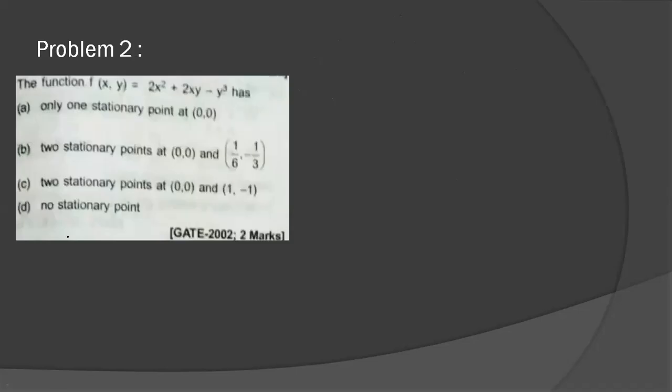Second problem: the function f(x,y) equal to 2x square plus 2xy minus y cube has only two stationary points. We have to get the stationary points. Stationary points are points where we attain maxima or minima, and saddle points are points where we do not attain maxima or minima. So let's check. Fx, with respect to x, if we differentiate it, this is 4x plus 2y. Fy, this is 2x minus 3y square.